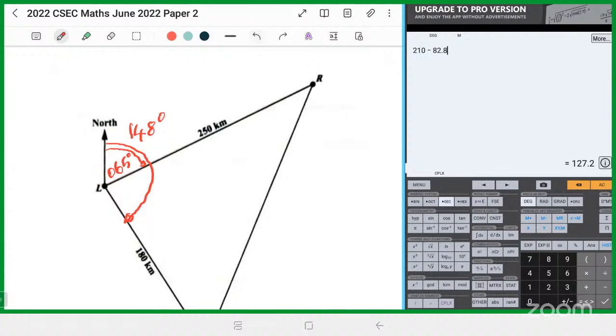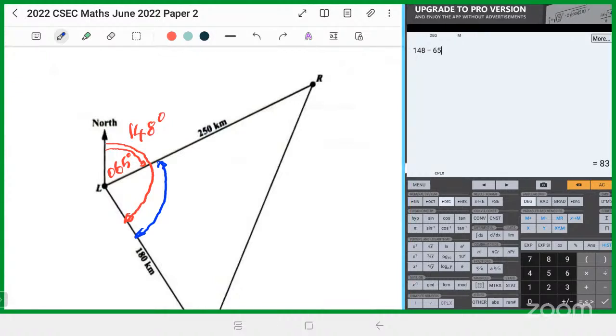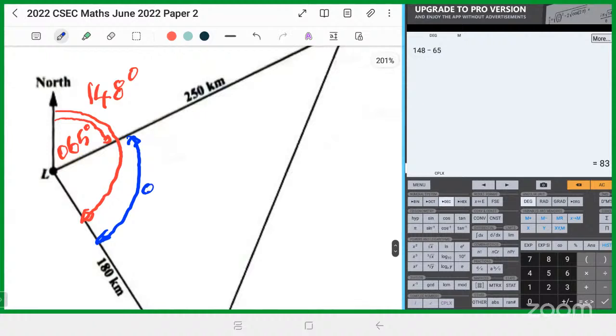The angle between these two sides becomes 148 minus 65. I'm sure you're going to need it, so let's work it out now. The angle inside here becomes 148 minus 65, which is 83 degrees.